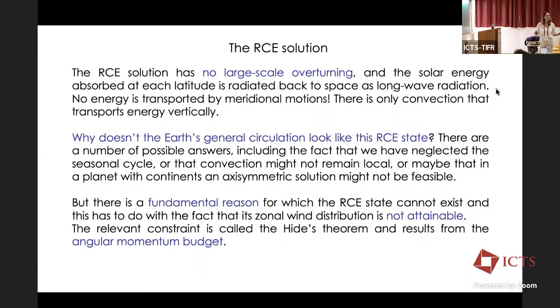There is no energy transport in the meridional direction. We only have convection that is transporting energy in the vertical direction. And so why doesn't the Earth general circulation look like this state of RCE? And of course, there are a number of possible answers.